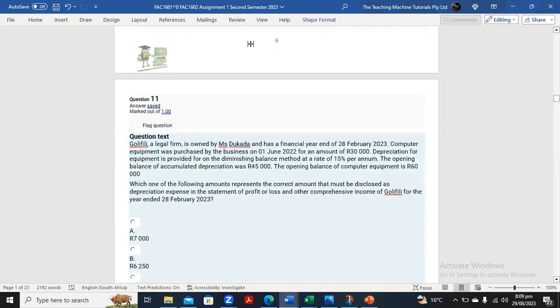All right, let's start with question 11. Question 11 says Golfin, a legal firm, is owned by Ems Tugada and has a financial year end 28 February. Computer equipment was purchased by the business on 1st June for an amount of 30,000. Depreciation for equipment is provided for on the diminishing balance method at a rate of 15% per annum. The opening balance of accumulated depreciation was 45,000 and of the equipment is 60,000. Now they want us to work out depreciation expense.